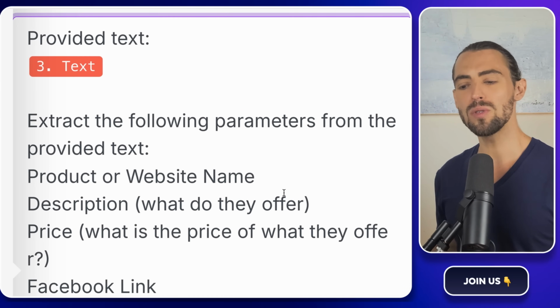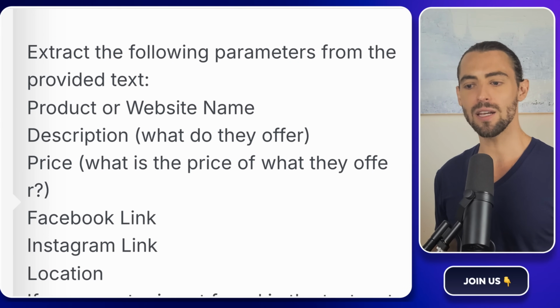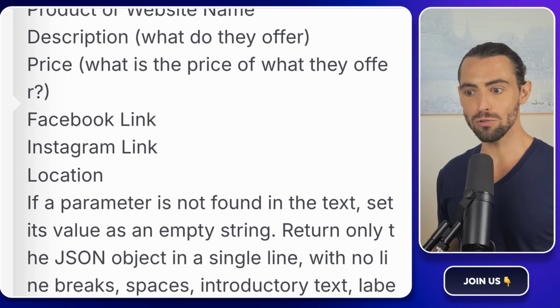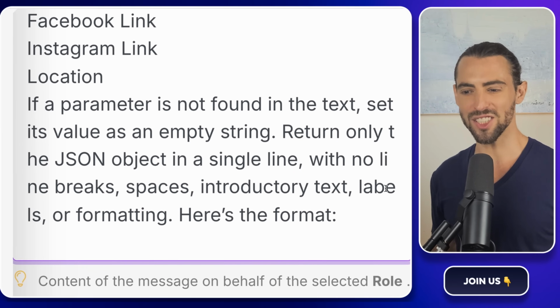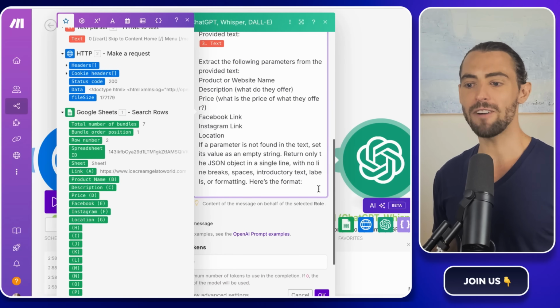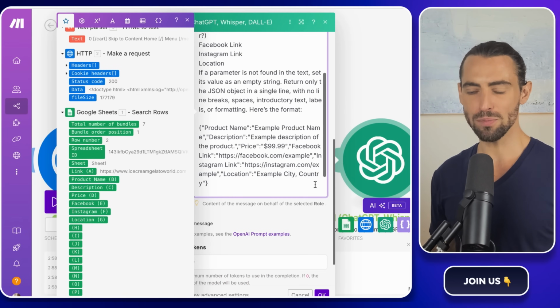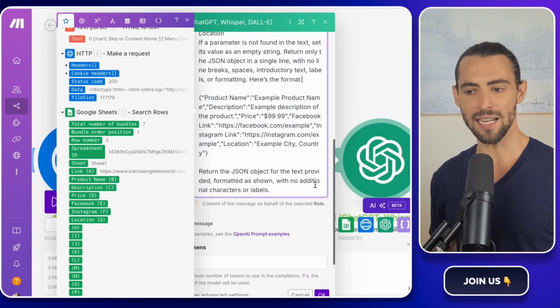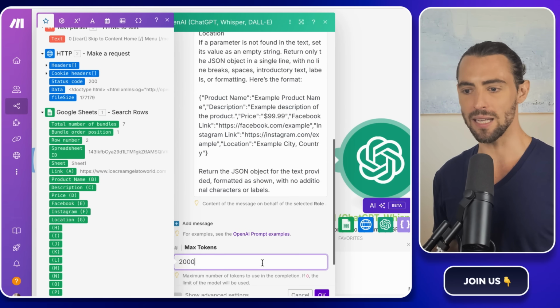For example, we'll use a format called JSON to keep everything organized, like putting all your groceries in separate bags so nothing gets squished. You can ask OpenAI to find things like product names, descriptions, prices, or even contact info like emails or social media links. Basically, all the juicy stuff you're after.